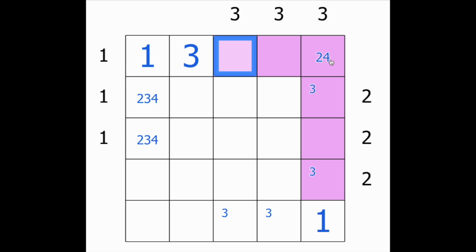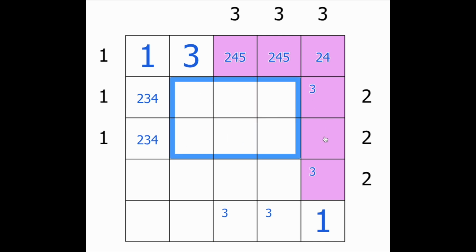Okay, let's see. 3 can appear in 2, 4, 5, I guess. I'm just going to pencil in all the options, even though that's way too many to get anything useful from. 1 is in 2, 3, 4, not 5, which is fine. Where does the 5 go? It can go anywhere.